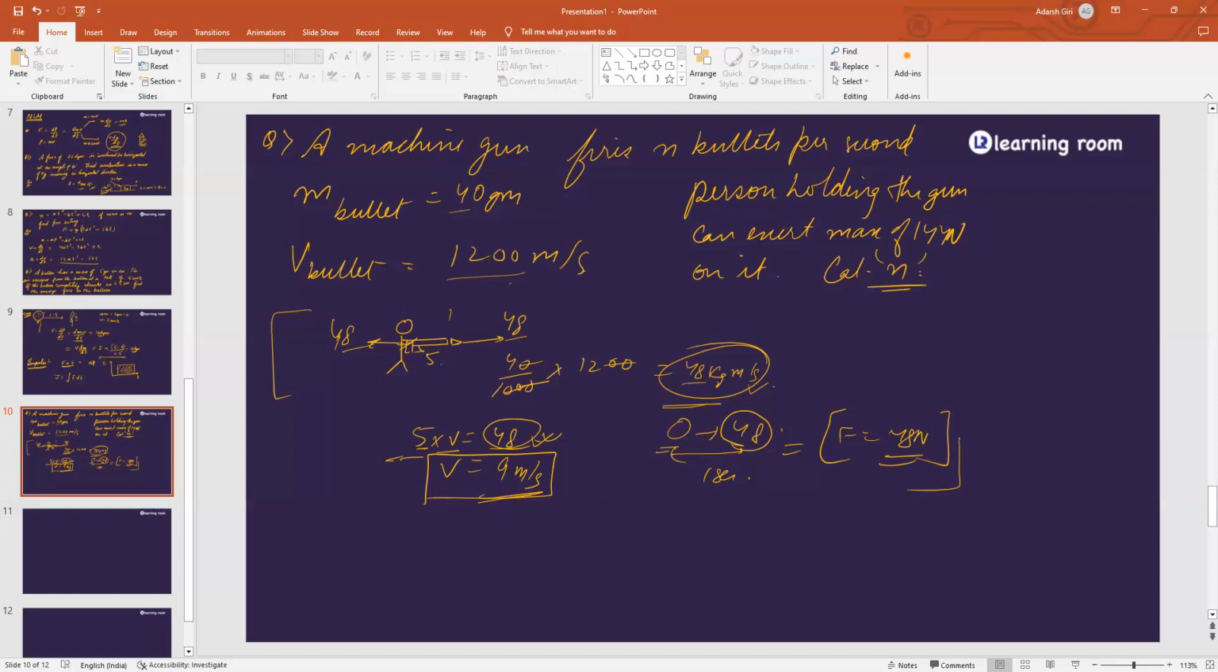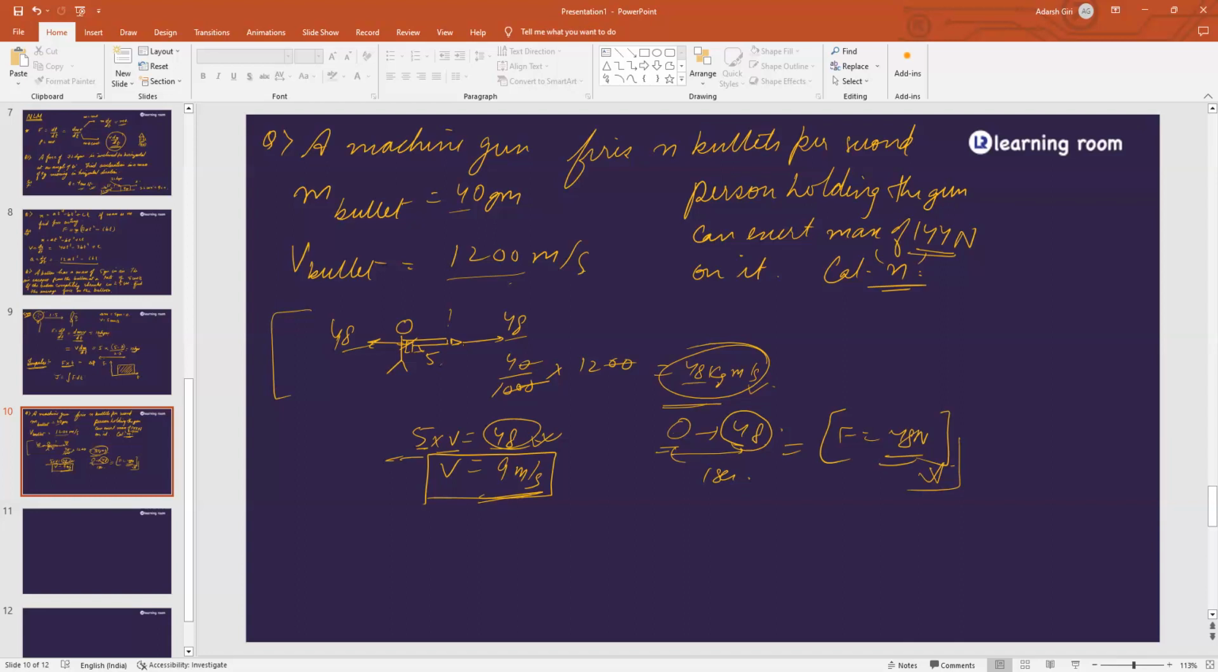So if I am underlining the word if, the gun is firing one bullet per second, this will be the force that will be transferred to your shoulder. And the question says that the maximum force that the shoulder can have is 144 newtons. So you have to check how many bullets per second this machine gun can fire. That n you have to calculate.